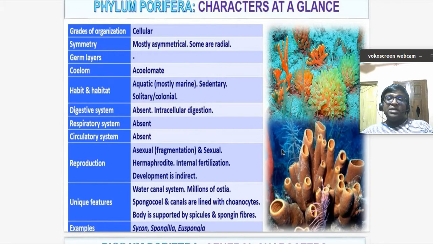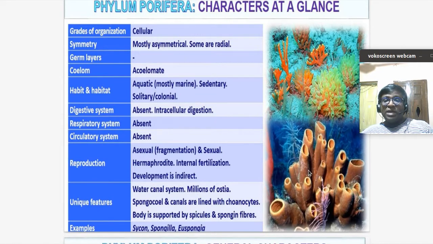So they have an incomplete digestive system. You can notice that. Then if you dissect this, they have a cavity at the center. The sponges have a cavity at the center, which we call spongiocele, and these water canals are lined with collar cells or choanocytes. They are a type of cells called collar cells or choanocytes, and they are firm and erect because of the spicules present in their body.